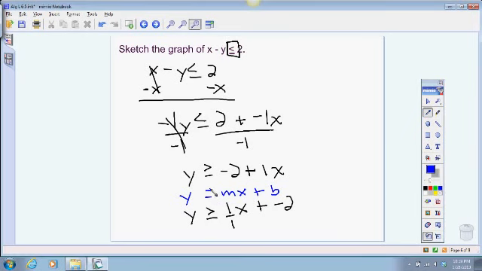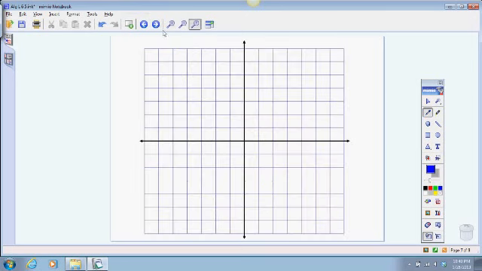So you still have to follow your rules for solving inequalities. Basically the exact same thing as equations, except when you divide by a negative, you just basically flip the inequality symbol over. Okay, so I peek here, but I do know that it's going to be a solid line because it can be equal to. So now we still have our y-intercept of -2 and our slope of 1/1.